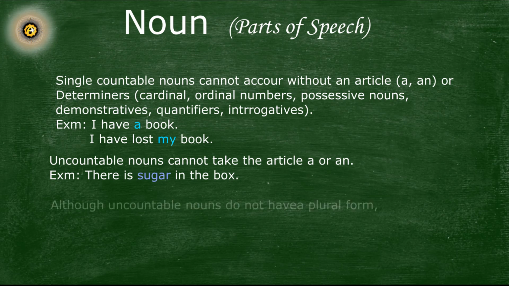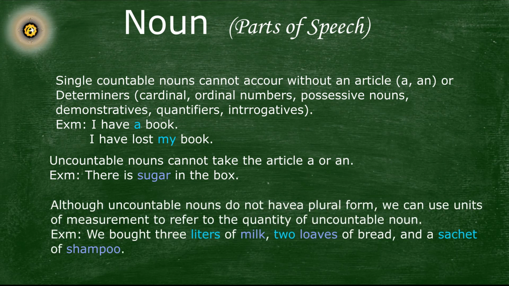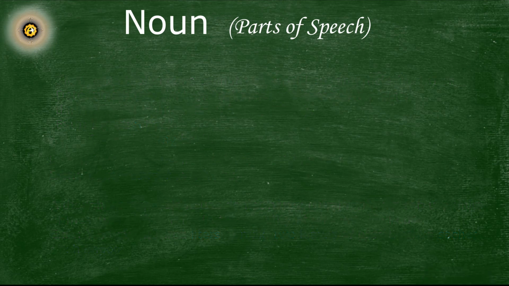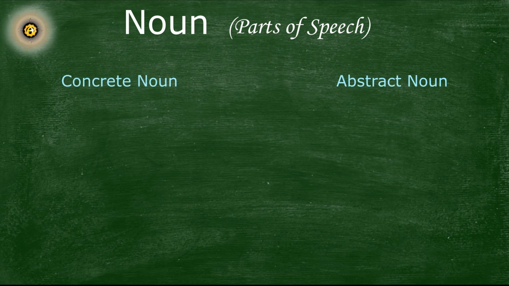So for uncountable nouns, we just cannot determine them through obviously how many they are. We cannot count them. Basically, it doesn't have a plural form, right? But we can use units of measurements to refer to the quantity of uncountable items. For example, we bought 3 liters of milk or 2 loaves of bread or a sachet of shampoo and so on. Then both countable and uncountable noun could be concrete or abstract noun.